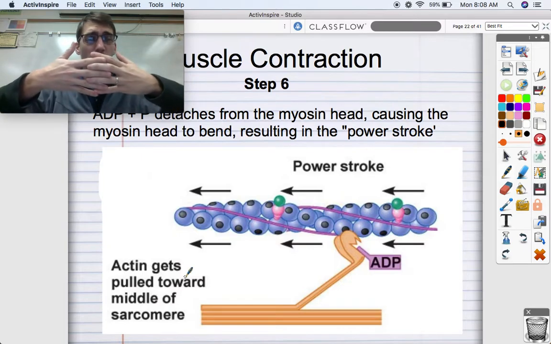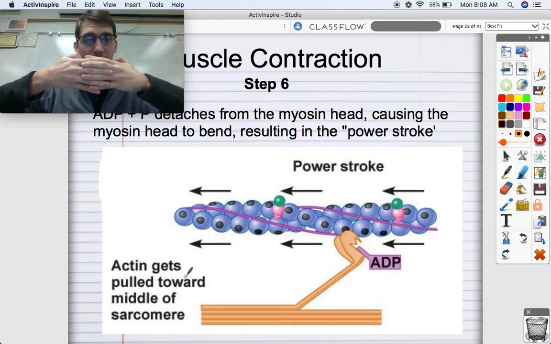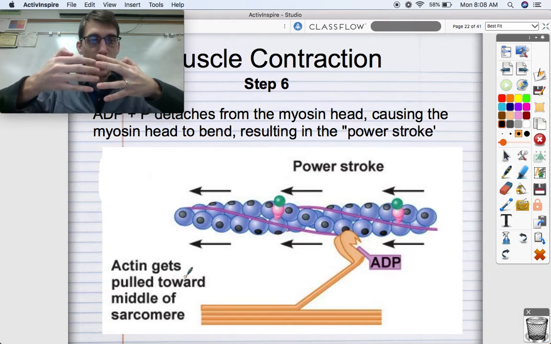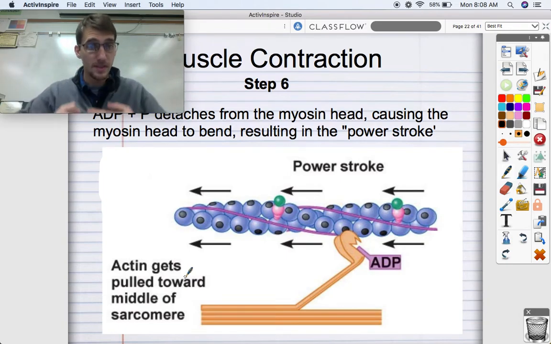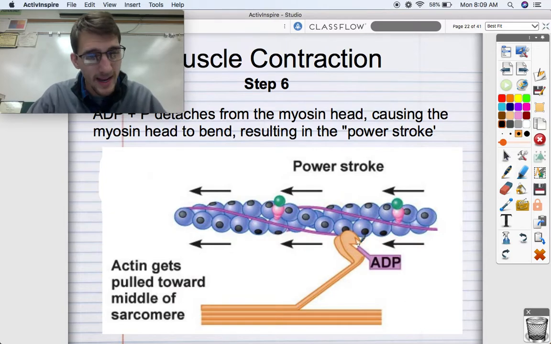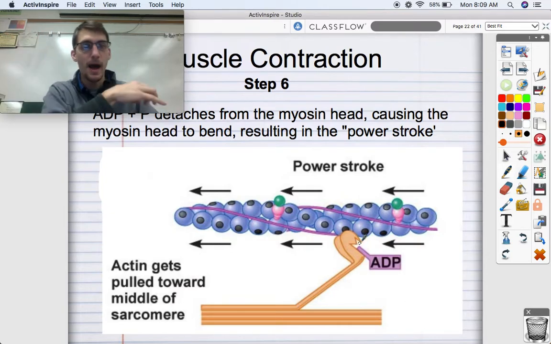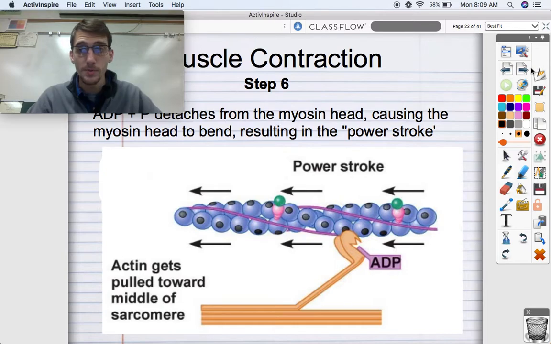So what starts to happen on a bigger scale, if we're looking at the sarcomere as a whole, is that, let's just pretend this is myosin and this is actin. Myosin starts to pull on actin, and these start to slide past each other. So ATP allowed it to form a cross bridge. When ADP breaks off, it causes the power stroke and causes the proteins to pull on the actin.